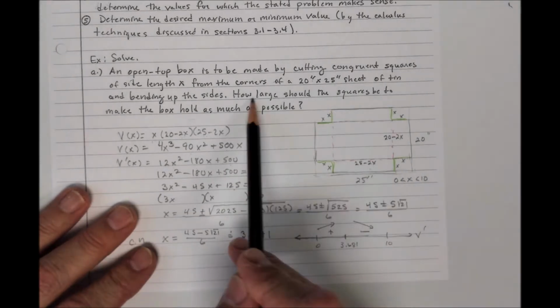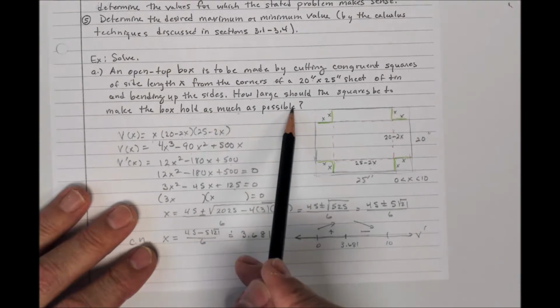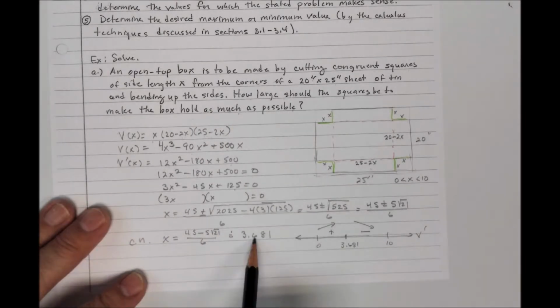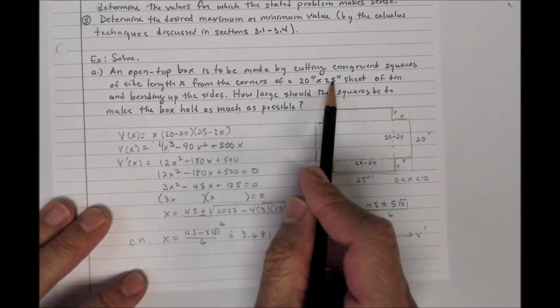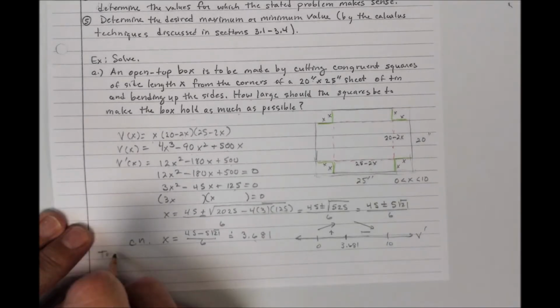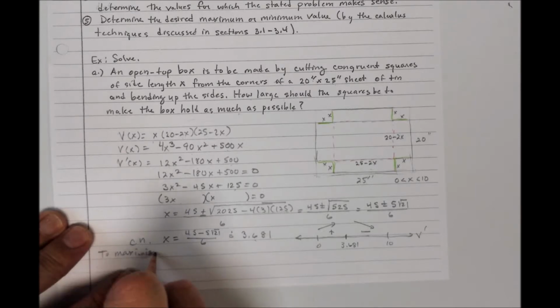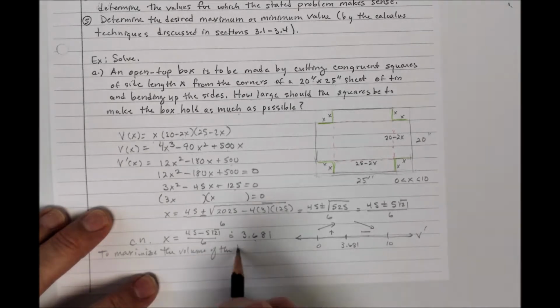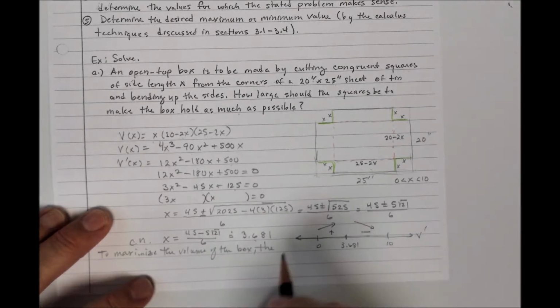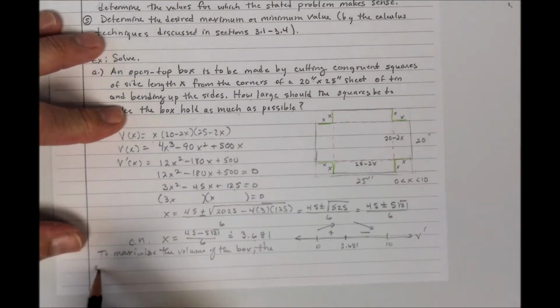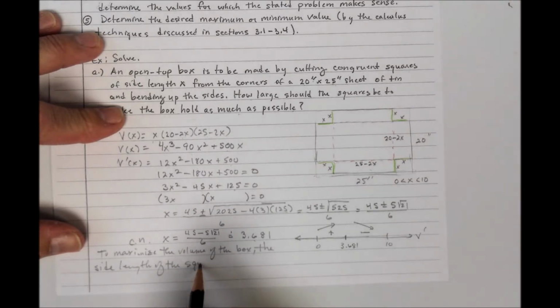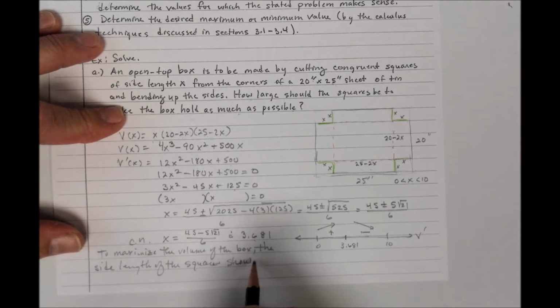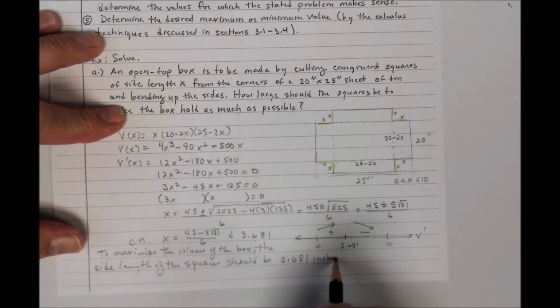So it says, how large should the squares be to make up a box that holds as much as possible? Well, fortunately, that's this value. And this is in inches, right? So to maximize the volume of the box, the side length of the squares should be 3.681 inches. And there's my answer.